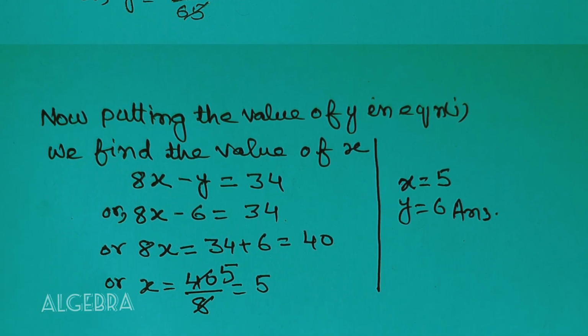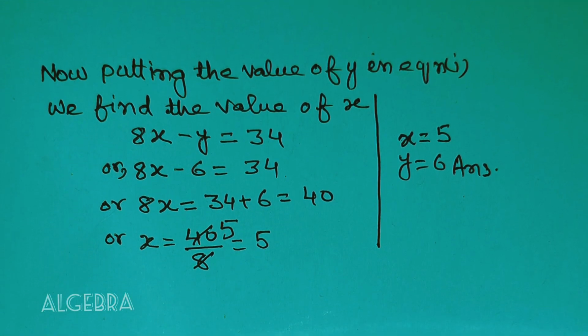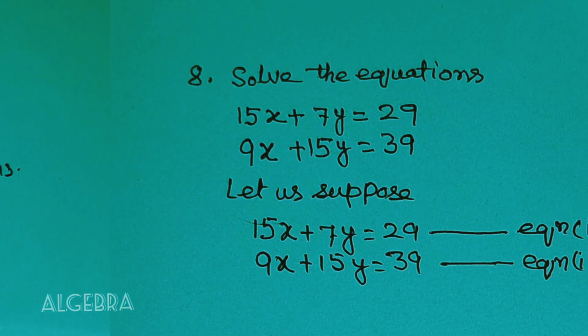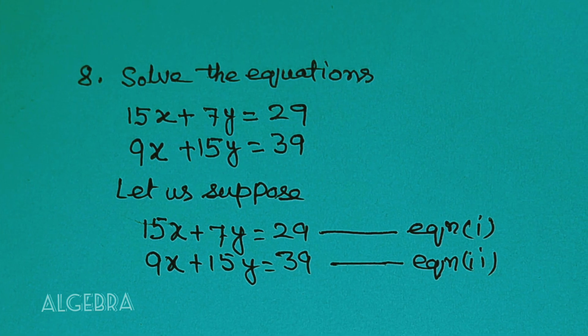Now putting the value of y in equation 1, we find the value of x. 8x minus y is equal to 34, or 8x minus 6 is equal to 34, or 8x is equal to 34 plus 6 is equal to 40, or x is equal to 40 by 8 is equal to 5. So x is equal to 5 and y is equal to 6. Answer.